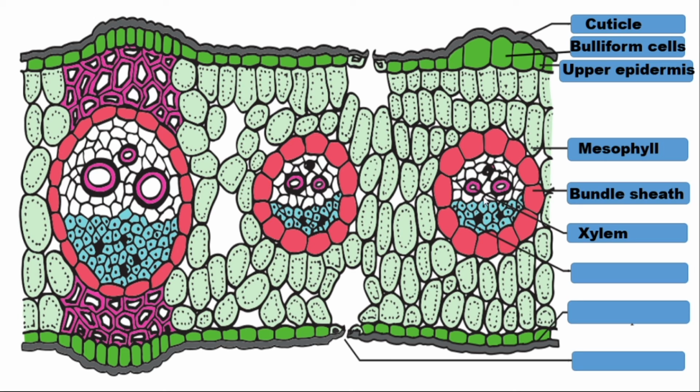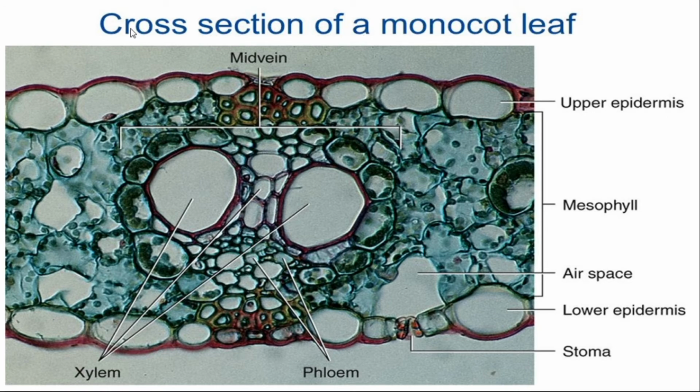Xylem is present here, and this we call phloem, and this we call the lower epidermis. This we call the cuticle. Here stomata are present. So this is the structure, the cross section of the monocot leaf. Under the microscope, we are able to see that. This is the vascular bundle, upper epidermis, lower epidermis, and stomata are present.